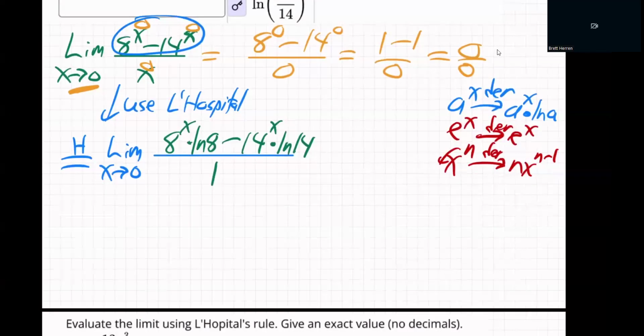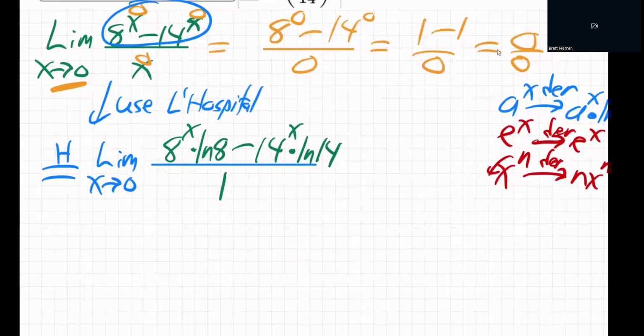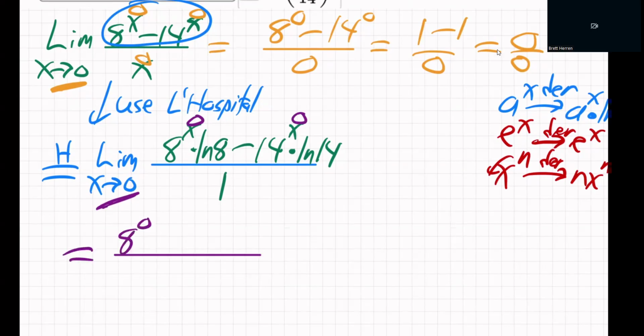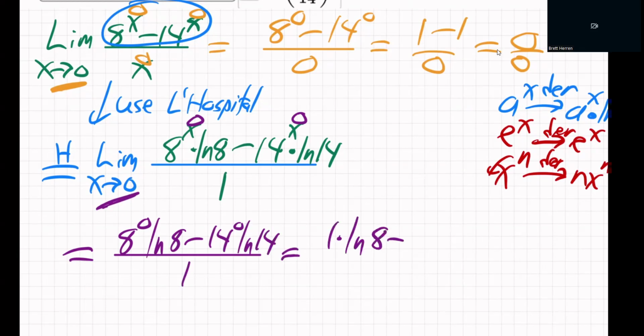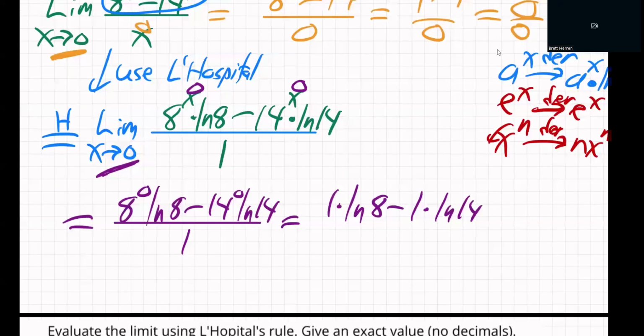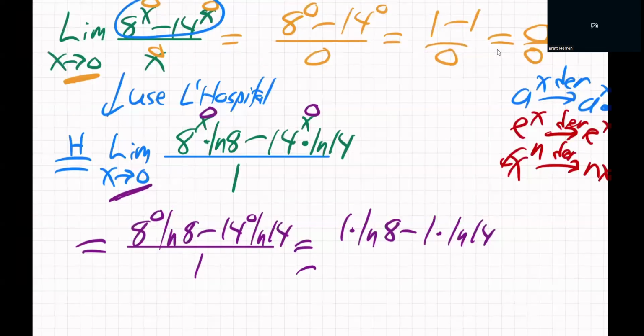Okay, so what? Well, now we can plug in, because x is still going to 0. So plug in the 0. What do we get? Well, we get 8 to the 0, ln 8, minus 14 to the 0, ln 14, over 1. Anything to the 0 power is 1. This is 1 times ln 8 minus 1 times ln 14 over 1. The 1 at the bottom doesn't matter. And so that is ln 8 minus ln 14. You can just type that in, it's fine.